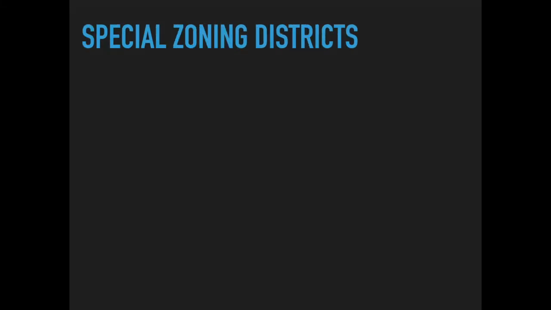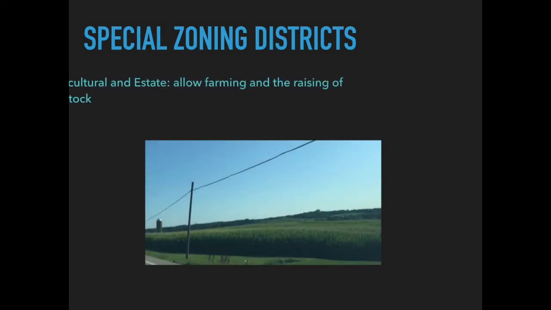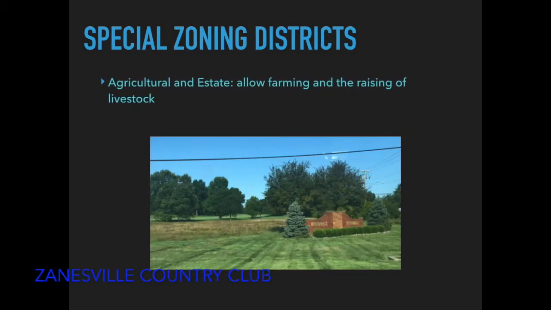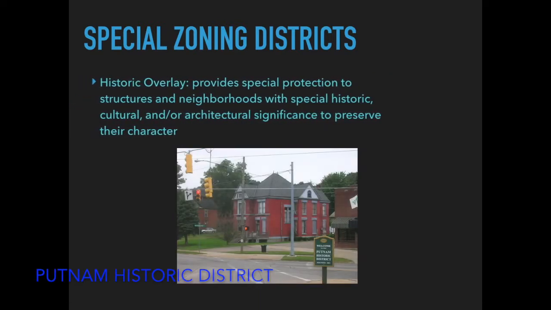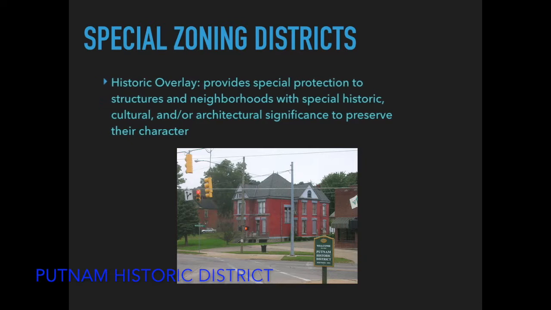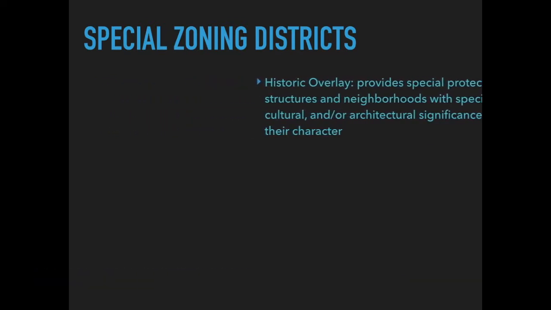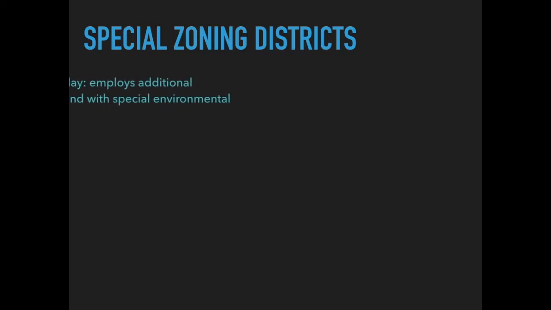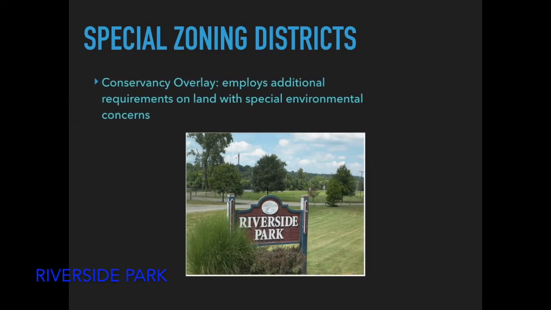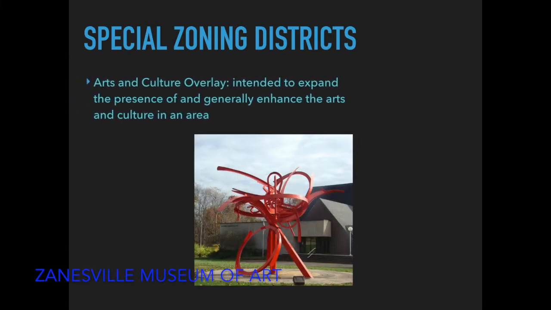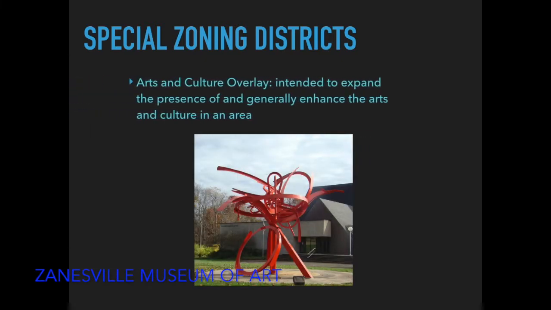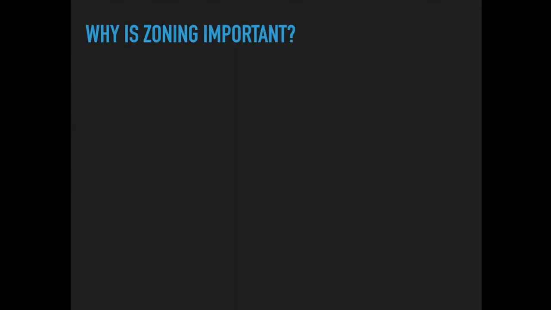There are also special zoning districts that may have additional uses or restrictions placed on them for a variety of reasons. Agricultural and estate districts allow farming and the raising of livestock. Historic overlays provide special protection to structures and neighborhoods with special historic, cultural, and/or architectural significance to preserve their character. Conservancy overlays employ additional requirements on land with special environmental concern. The arts and culture overlay is intended to expand the presence of and generally enhance the arts and culture in an area.